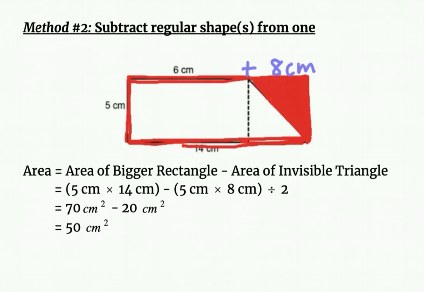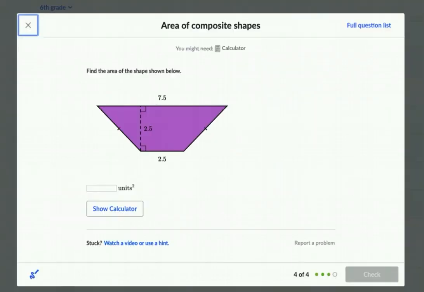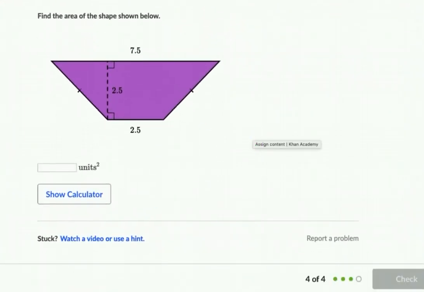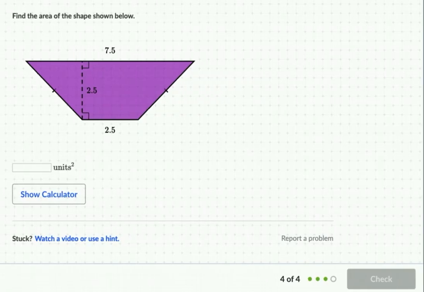Okay, make sure you jot that down into your notebook. And then we're just going to do one more example on Khan Academy to show you how it's done. Okay, this example on Khan Academy has a slightly different looking shape. But you can also use both of our methods, either the adding or the subtracting. So go ahead and pause the video and try the method that you prefer.